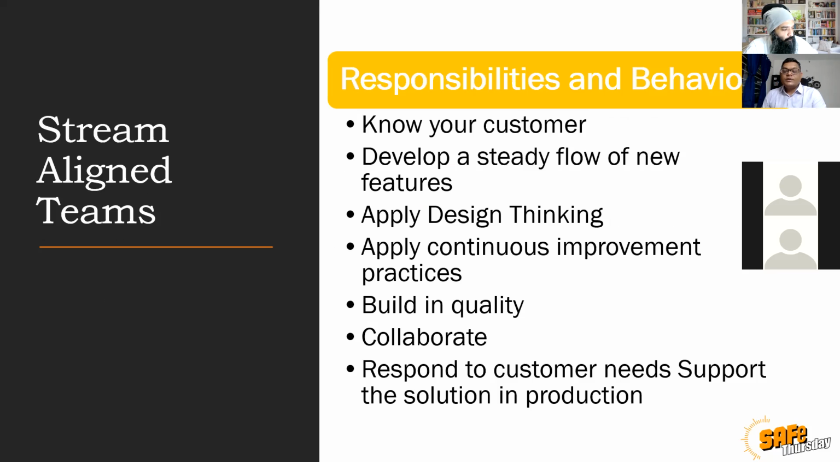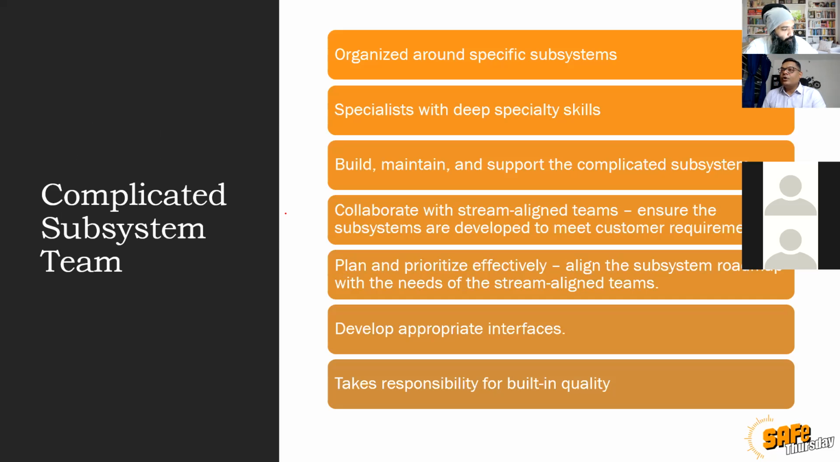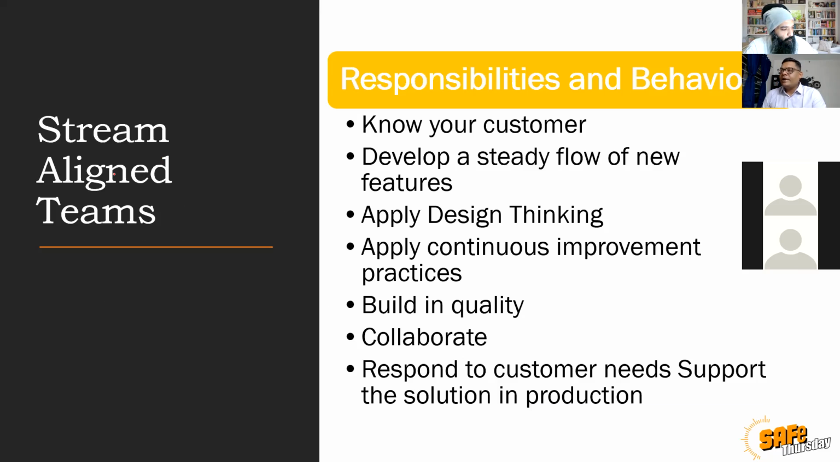And then we have something called complicated subsystem teams. Right? So stream aligned teams, how do you form them, what are the responsibilities? They know your customer, they develop a steady flow of new features, and then they apply design thinking. Design thinking again is a concept of how do you know what your customer needs? Now, how do you know what requirements to build in order to help your customers solve their problems? There are multiple design thinking tools like empathy map, and then Gemba walk, and then user journey map.